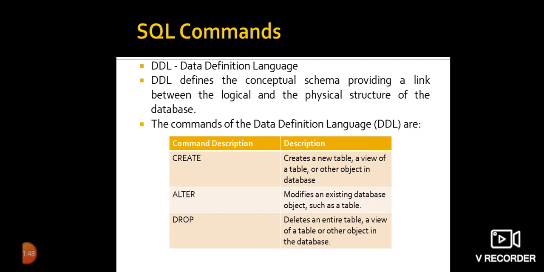The create command creates a new table, a view of a table, or another object in a database. All of these come under create. Alter means you modify the existing table, since the structure needs to be changed. It modifies an existing database object such as a table. Since the structure is changing, it comes under DDL. The other one is drop. Drop deletes an entire table, a view of a table, or any other object of the database. Once you drop a table, it cannot be rolled back.